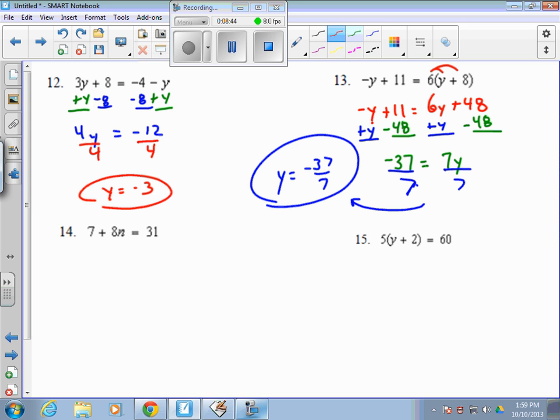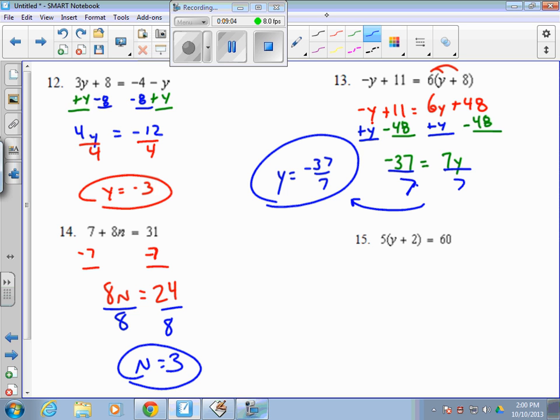Get rid of plus 7 by subtracting it on both sides. Subtract it on the right as well. 8n, you subtract 7 from it, is 24. Divide by 8 to cancel out multiplication of 8. n equals 3.